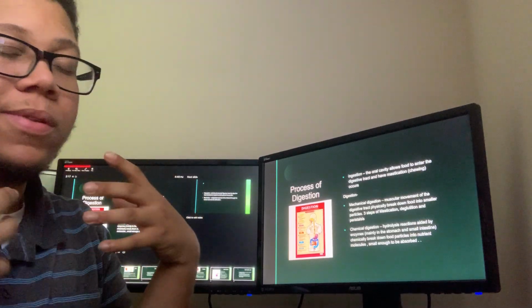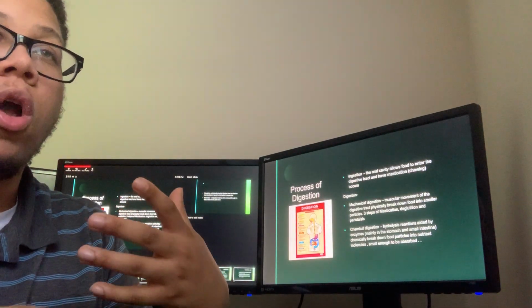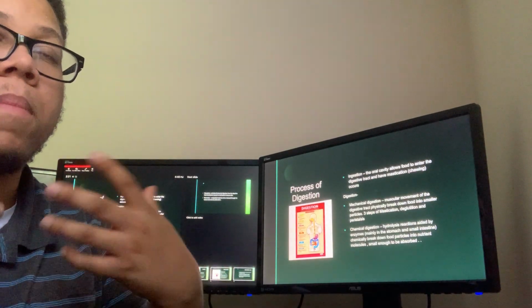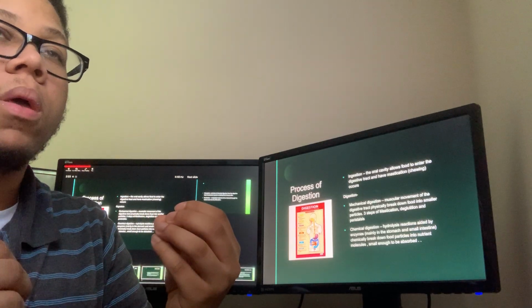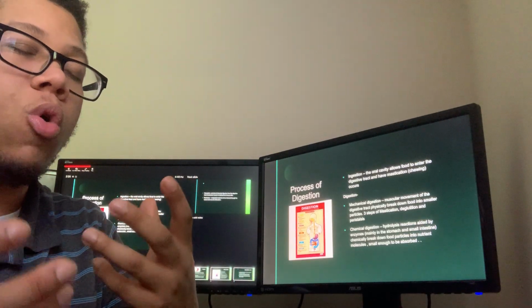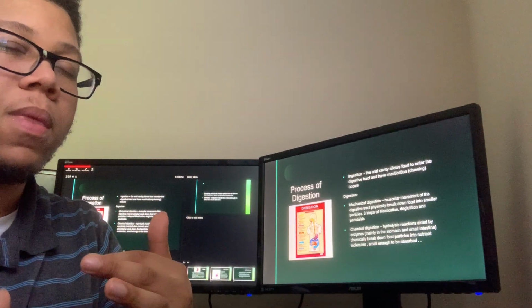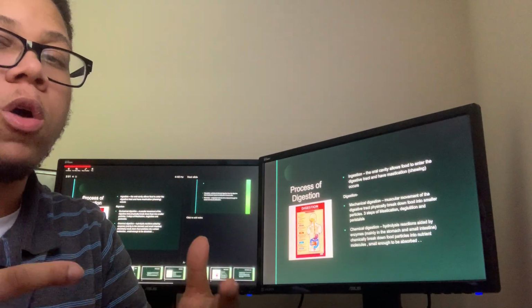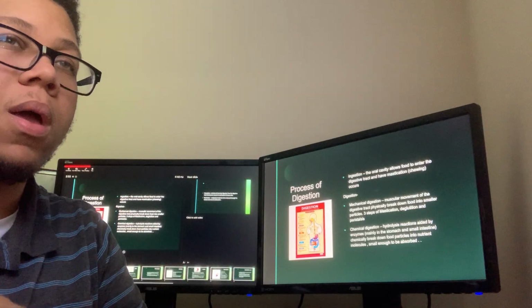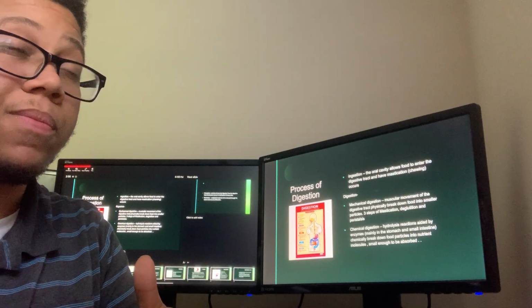So the process of digestion basically starts in our mouth. We allow food into the oral cavity and start chewing and start the breakdown of food. And that's how the whole digestive system and process gets started.